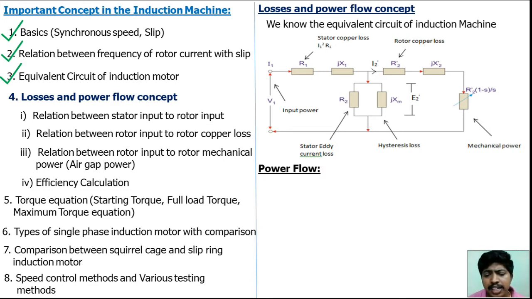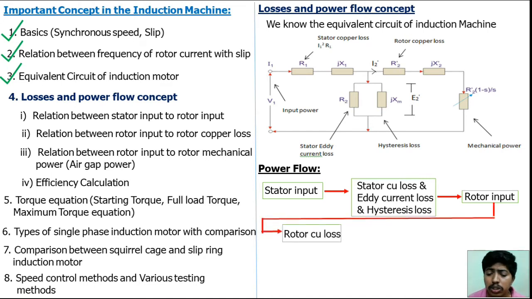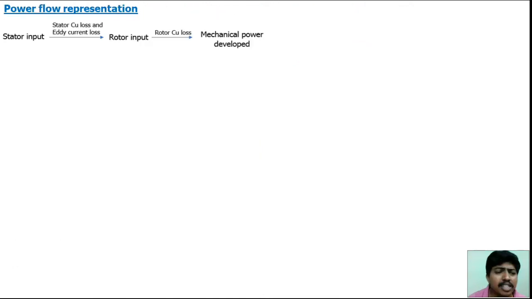When the stator input is given, there is some stator copper loss, stator hysteresis loss, and eddy current loss. So the remaining power goes to the rotor side. That means rotor input. On the rotor side, there are rotor copper loss, friction and windage losses. So the remaining power is converted into useful mechanical power developed. Okay, this is the power flow. This is another way of power flow representation.